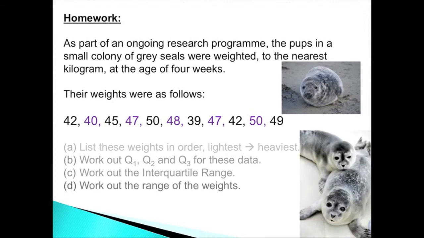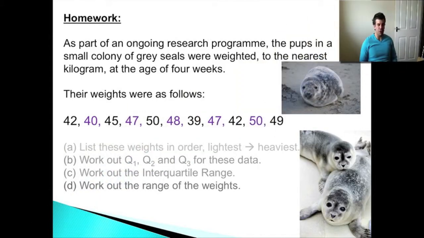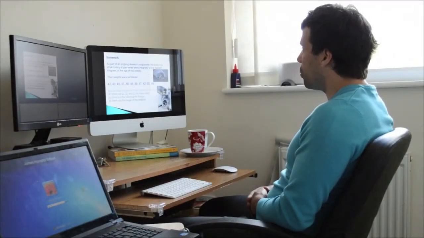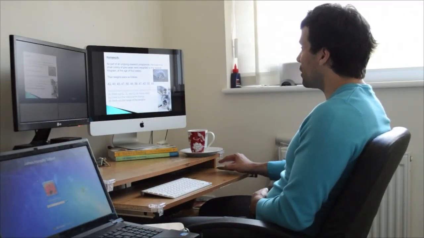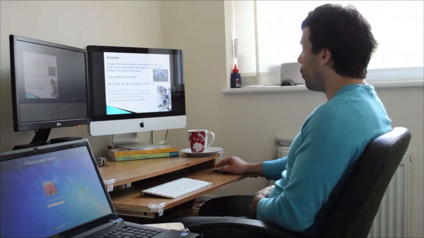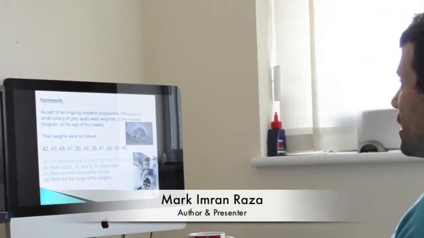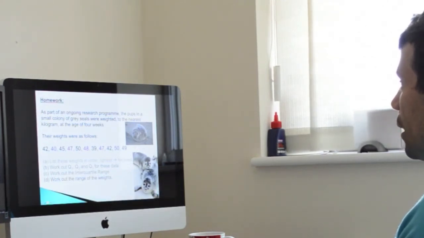This slide says homework. This is your homework. I haven't got the answers for this as a PowerPoint, but see if you can just quickly freeze the screen and have a go at working out the quartiles, including the middle quartile or median of this set of data. The mass or weight of seals, how heavy seals are.